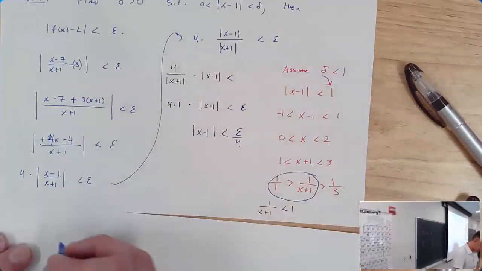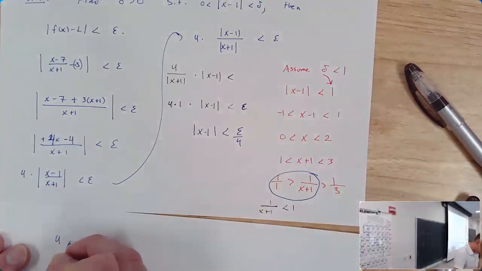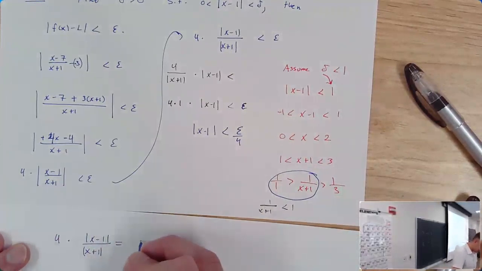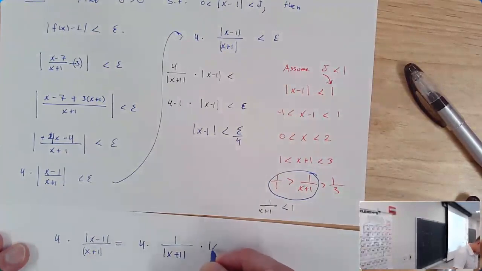So we have 4 times the absolute value of x minus 1 over x plus 1. I'm going to break it up into all 3 parts. So it's 4 times 1 over the absolute value of x plus 1, times the absolute value of x minus 1.